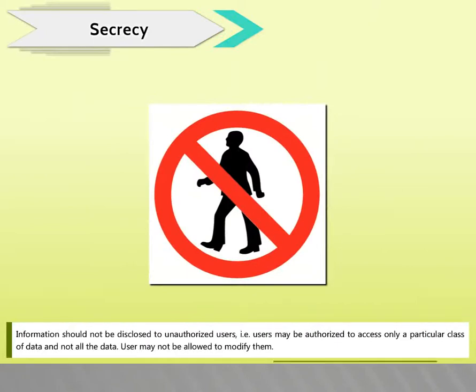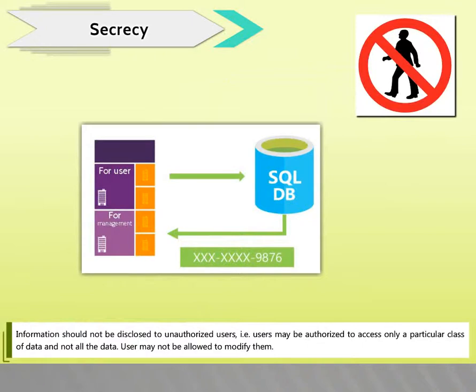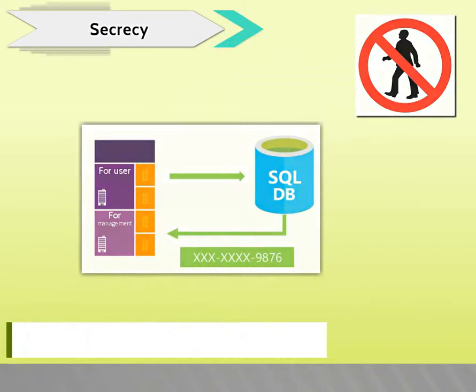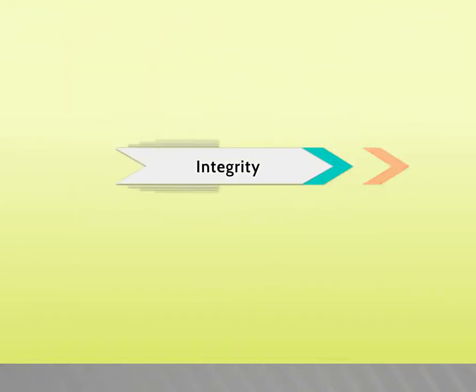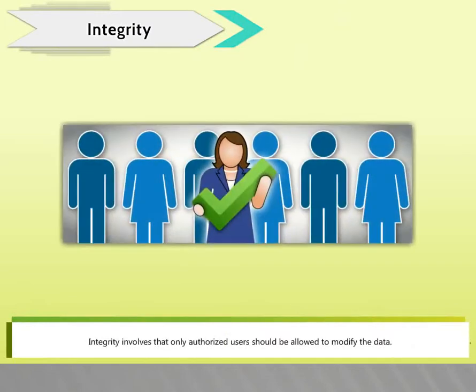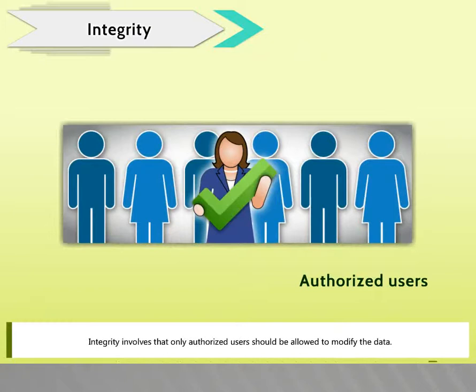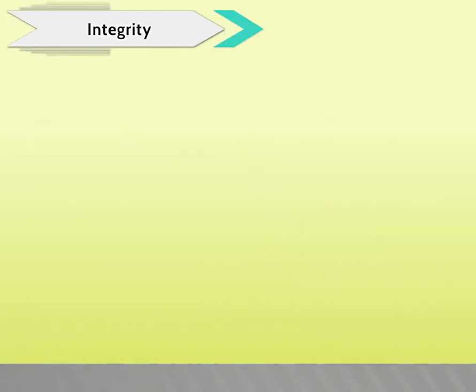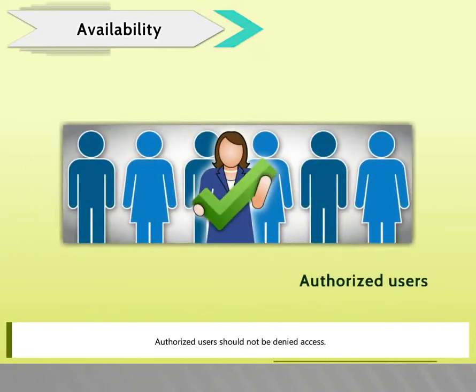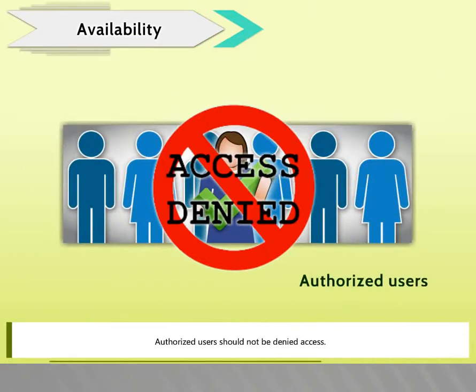Secrecy. Information should not be disclosed to unauthorized users, that is, users may be authorized to access only a particular class of data and not all the data. User may not be allowed to modify them. Integrity. Integrity involves that only authorized users should be allowed to modify the data. Availability. Authorized users should not be denied access.